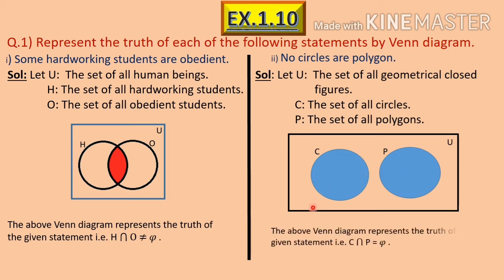And at the end we'll write: the above Venn diagram represents the truth of the given statement, that is, the intersection of set C and set P is phi. That means the empty set. Understood? Now the next statement.